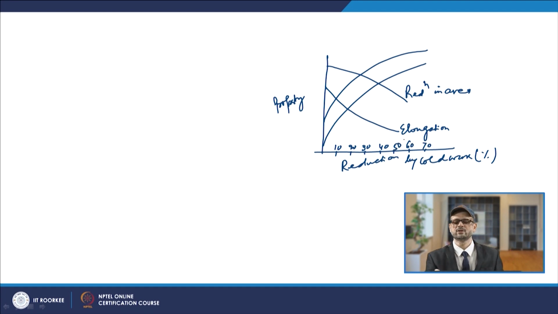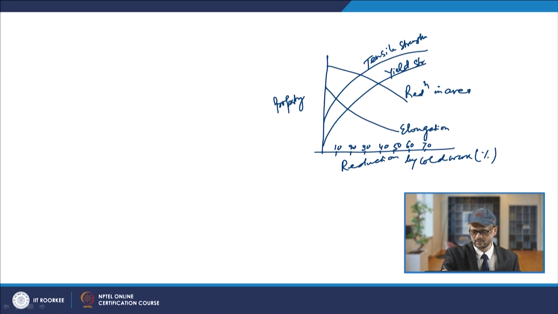So, this way if you increase the reduction by cold work, there is an increase in the tensile properties or yield strength. So, this is tensile strength and this is your yield strength. A very common example for the strain hardening process is that if you have a wire and you try to bend it many number of times, then ultimately it breaks.